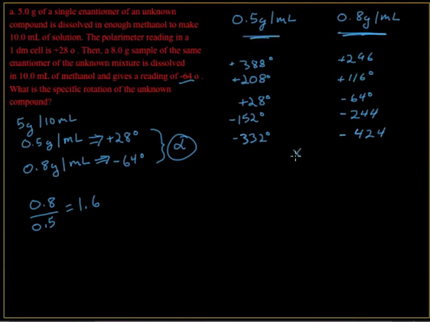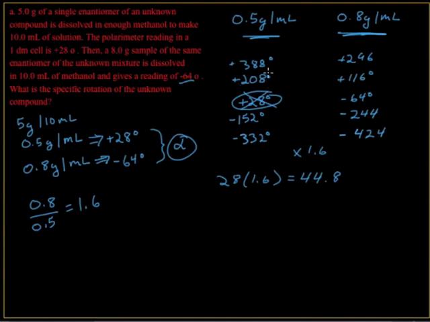So times 1.6. Alright, so what if I took the plus 28 value? What is that times 1.6? 28 times 1.6 equals 44.8. Let me write that down. 28 times 1.6, 44.8. Is that in this column over here? No, not at all. Alright, so that's not going to be one of the values.